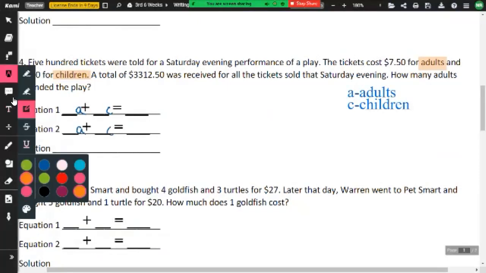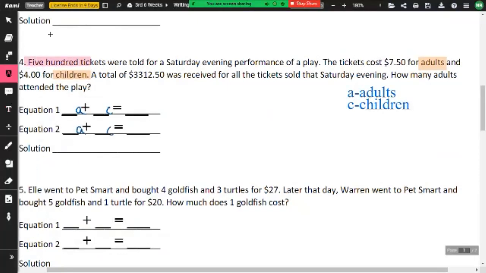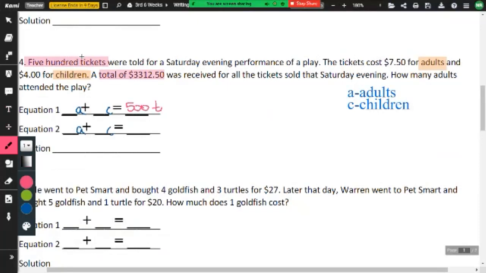Okay, now your two totals are found within. One of them is 500 tickets. Most people have overlooked that one. This one also says total. So 500 tickets is an object, an item, so 1 and 1. The 3,300, that is money. So since it is money, that means you're going to find the numbers that you need for the blanks within. So 750 for adults and $4 for children.